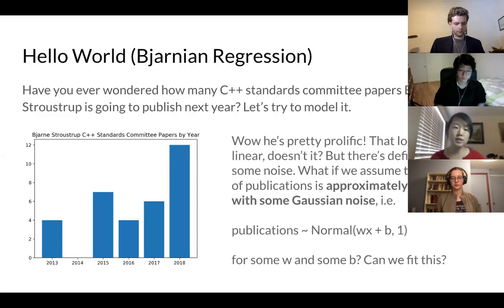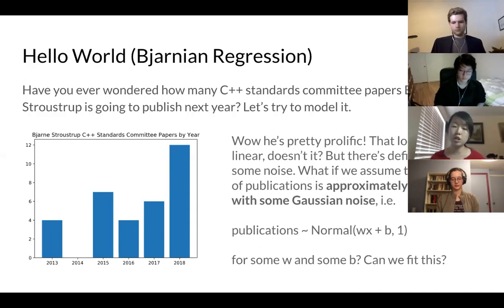So in our first toy example, we talk about linear regression, specifically Bayesian regression. Have you ever wondered how many C++ standards committee papers Bjarne Stroustrup is going to publish in the next year? We can try to model it using a linear regression example in our probabilistic programming language. As you can see on the graph on the left, he looks pretty prolific. The trend looks kind of linear, but there definitely is some noise in the trend that we're observing. We can try and model this noise in our model by introducing some Gaussian noise.